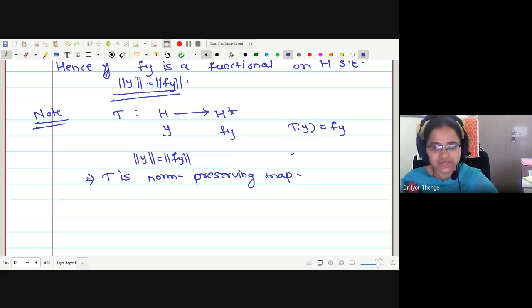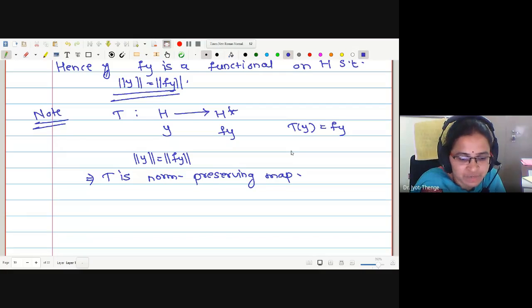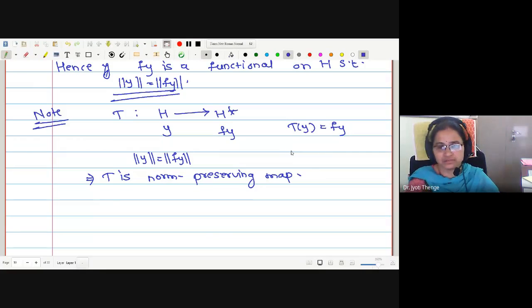In the next lecture, we will go for Riesz's representation theorem, which actually tells us how the conjugate space of the Hilbert space is defined. Any doubt for today's lecture? Good.